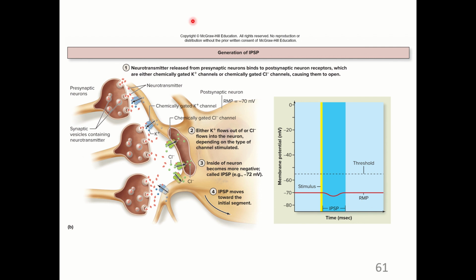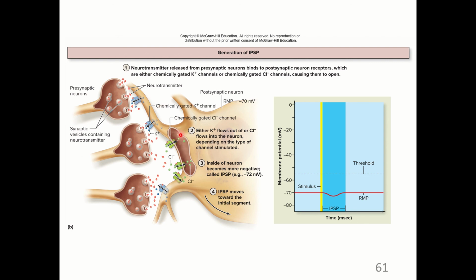Now let's look at the generation of an inhibitory postsynaptic potential, which takes us away from threshold. It hyperpolarizes our membrane. So in step 1, the neurotransmitter released from the presynaptic neuron will bind to the postsynaptic neuron receptors, and these are either chemically gated potassium channels or chemically gated chloride channels, and this causes them to open.